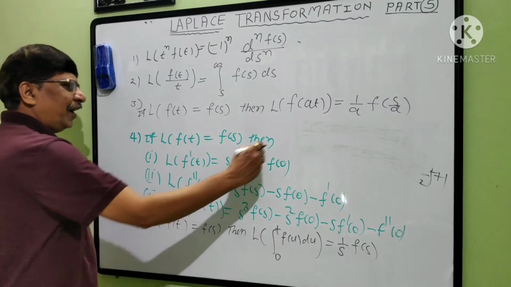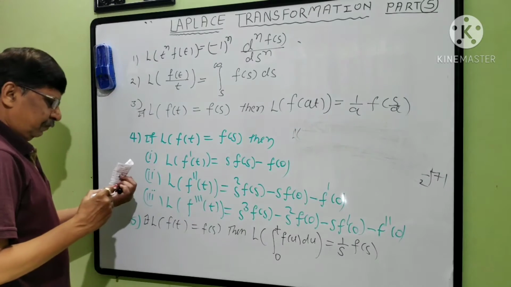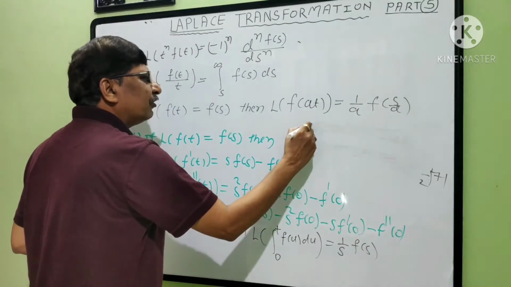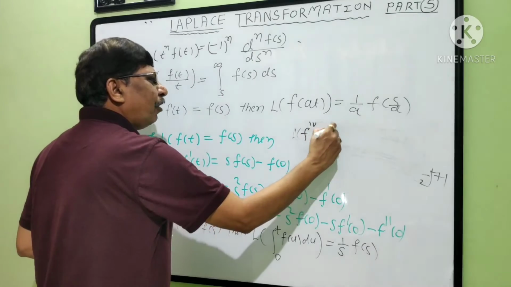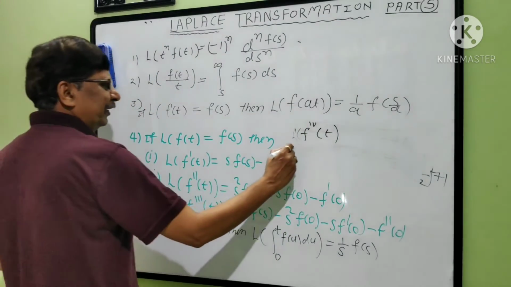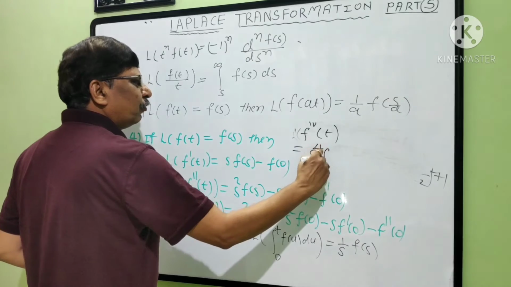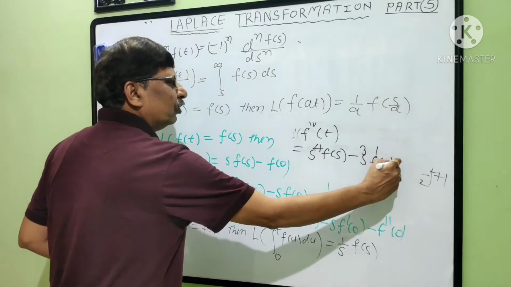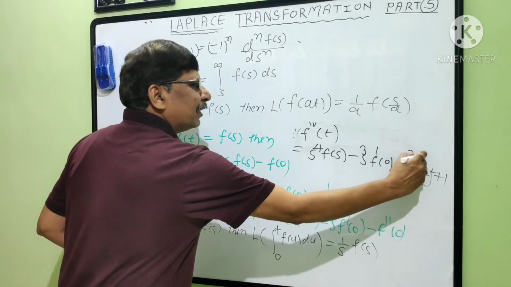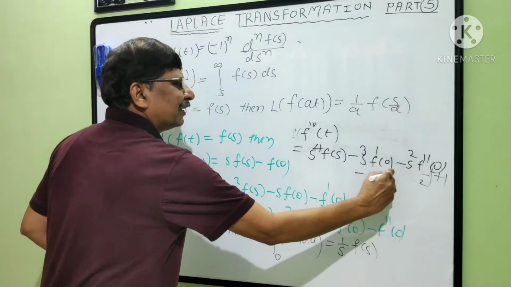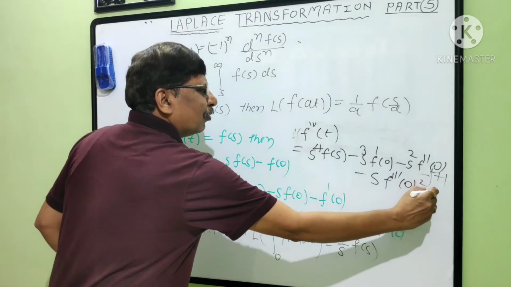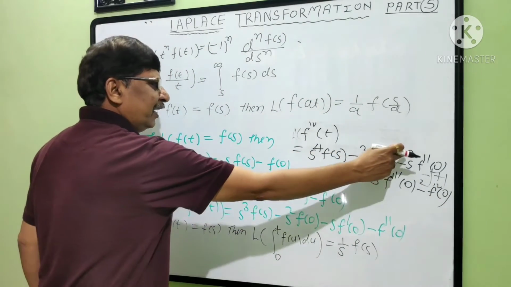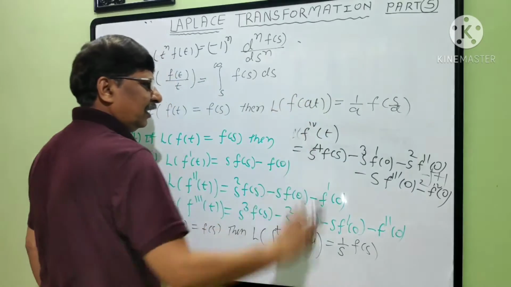Suppose you want to find the Laplace transformation of the fourth derivative of f of t. Then it will start from s raised to 4 F of s, then minus s cube f of 0, minus s square f dash 0, minus s f double dash 0, and minus f triple dash 0, like this: s raised to 4, s cube, s square, s, and this last term.